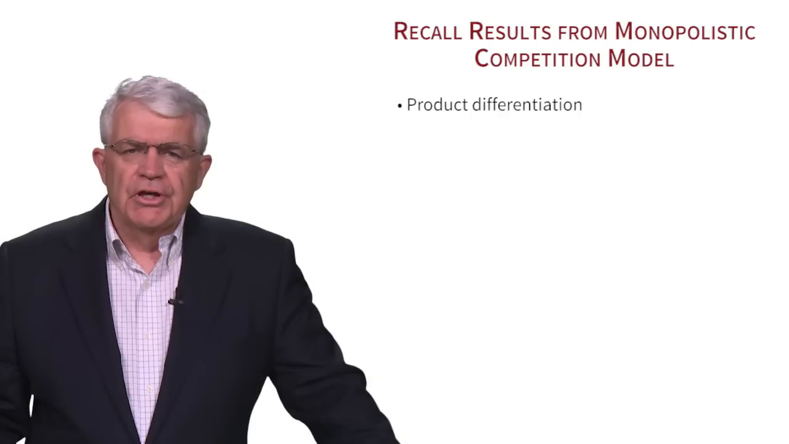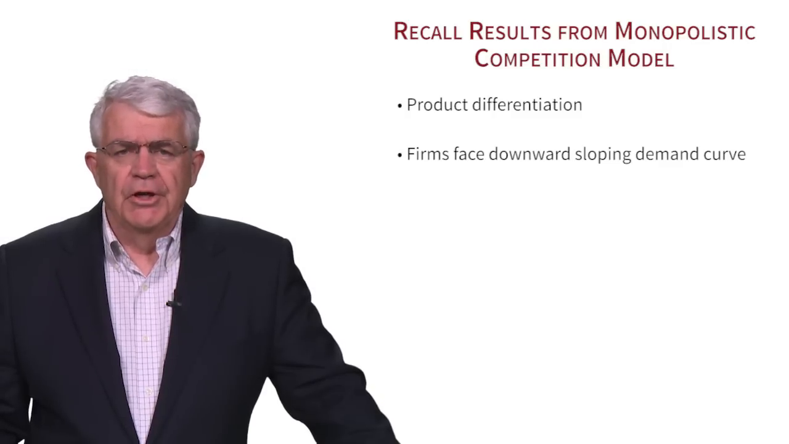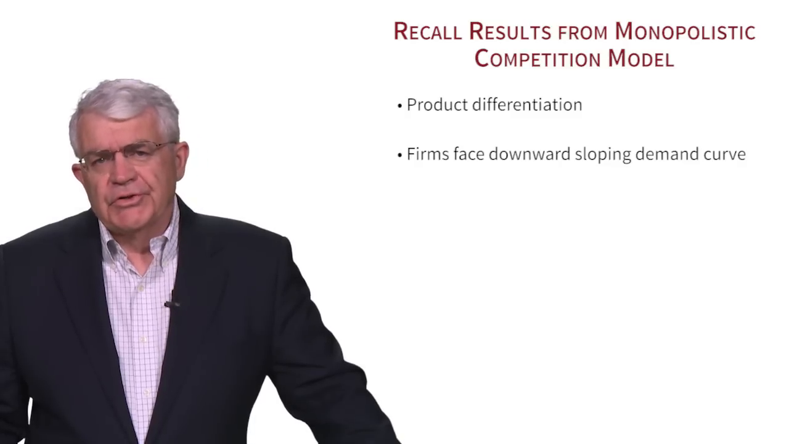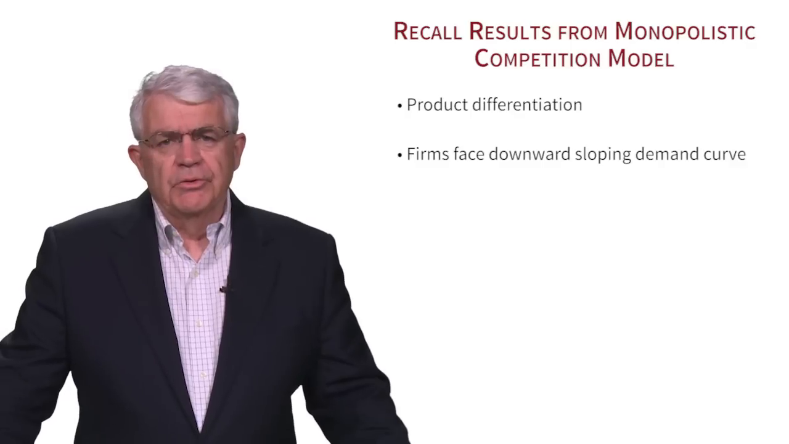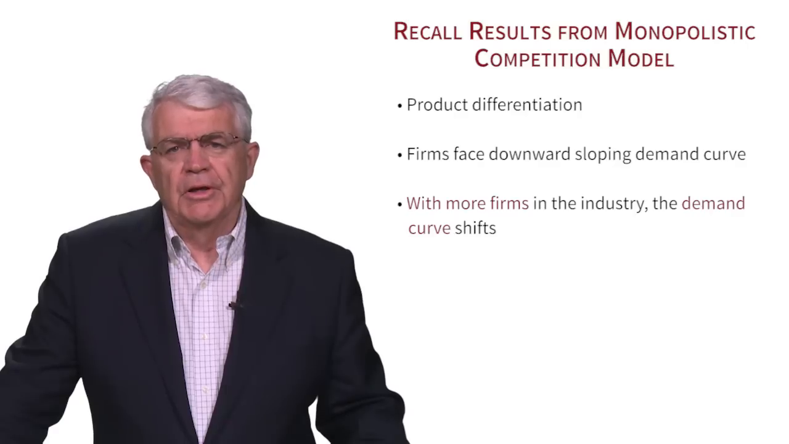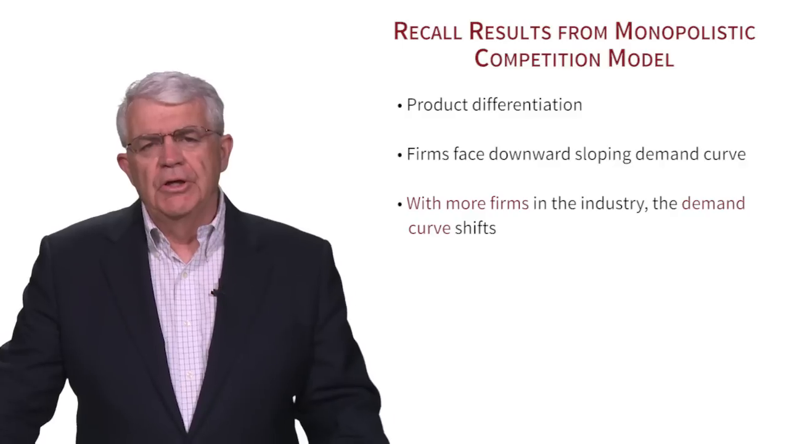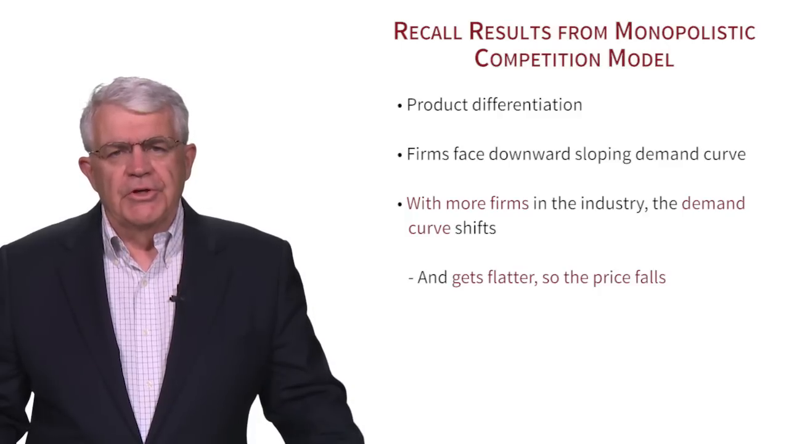Recall, when there's differentiated goods, firms face a downward sloping demand curve for their product. There's some degree of substitution possible from one kind of running shoe to another. So if one running shoe manufacturer charges a lot, it will lose some customers as they go to the other running shoe manufacturer. So the downward sloping demand curve is the result. But what's also interesting is that when there are more firms coming into this industry, the demand curve will shift as competition becomes increased with more firms. It's still monopolistic competition. It's still a downward sloping curve, but the curve indeed will get flatter and the price will fall as more firms enter the industry.